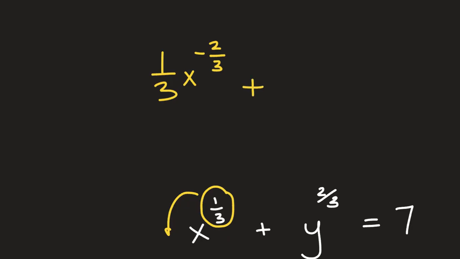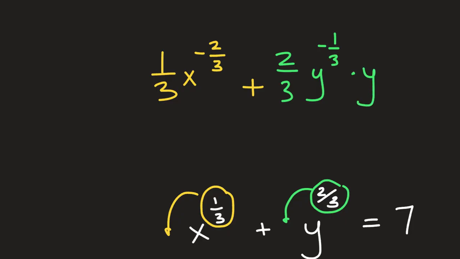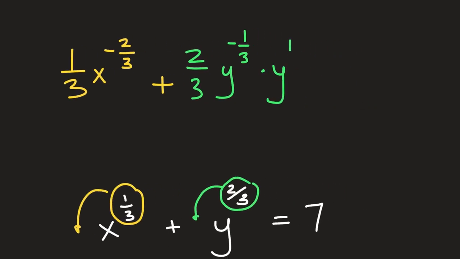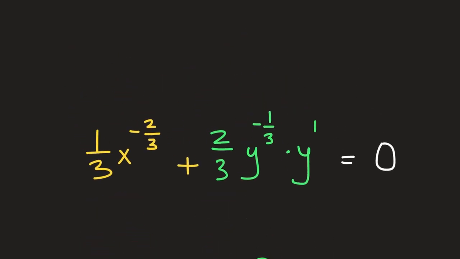Plus, the same thing for our y. We bring the 2/3 to the front. y to the negative 1/3 power times y prime, or dy/dx. You can write it as dy/dx if you want to use some more ink or graphite or whatever you have. And then the derivative of 7, our constant, is just 0. And of course we want to solve this for y prime.